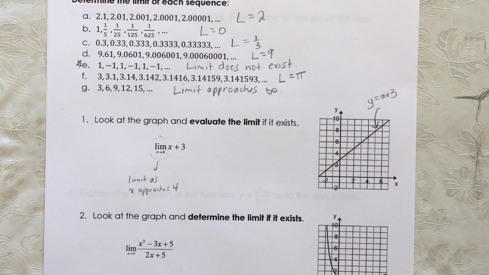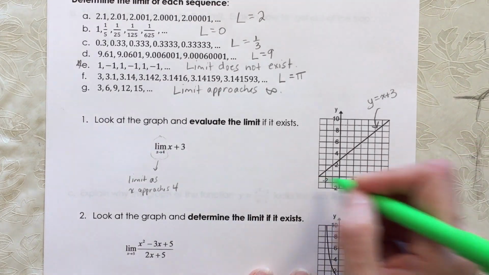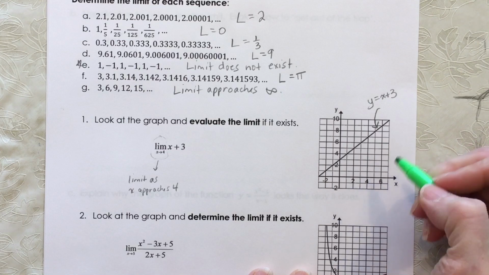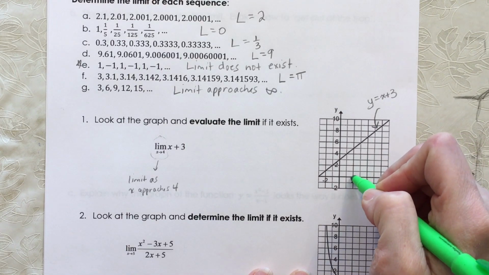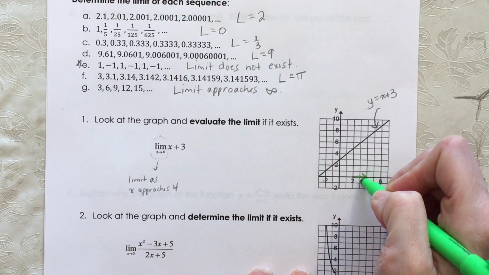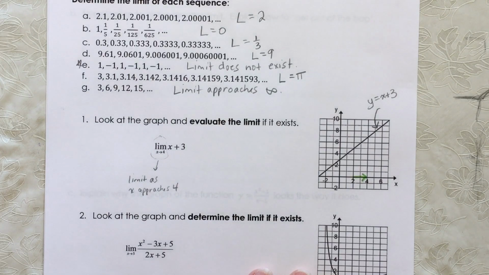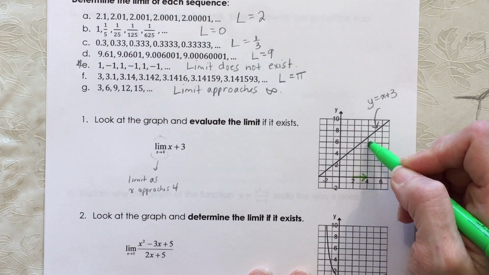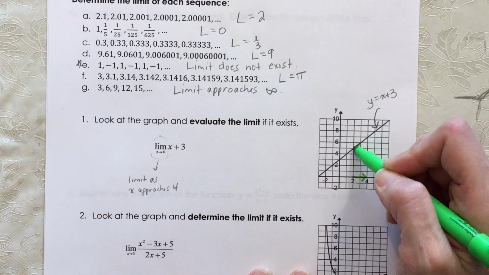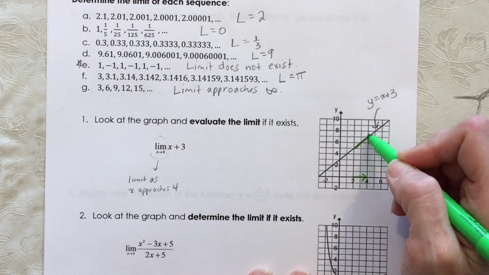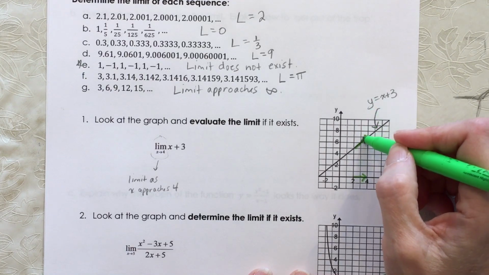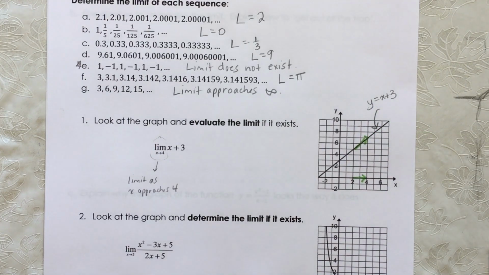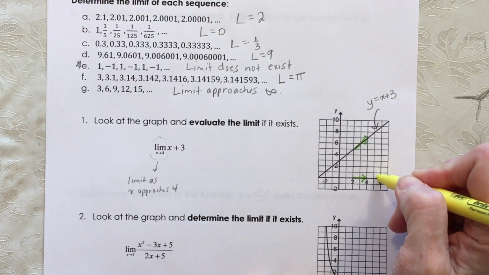So what does it mean for x to approach 4? Well, x's are always on the x-axis. So x can approach 4 from the left. Okay, so approaching 4 from the left. What's our curve doing as x approaches 4 from the left? Well, our curve is approaching, looks like 7 here. Okay. And our curve can also approach 4 from the right.